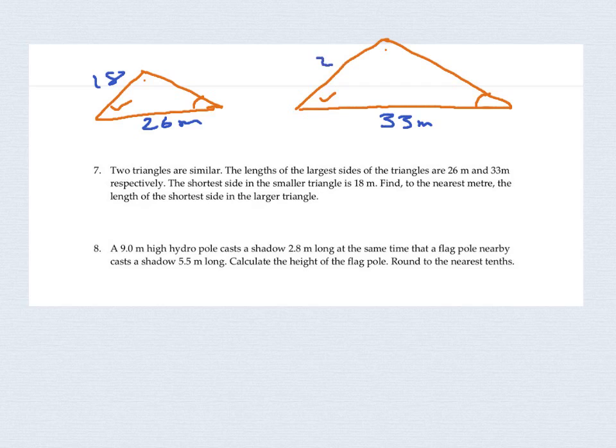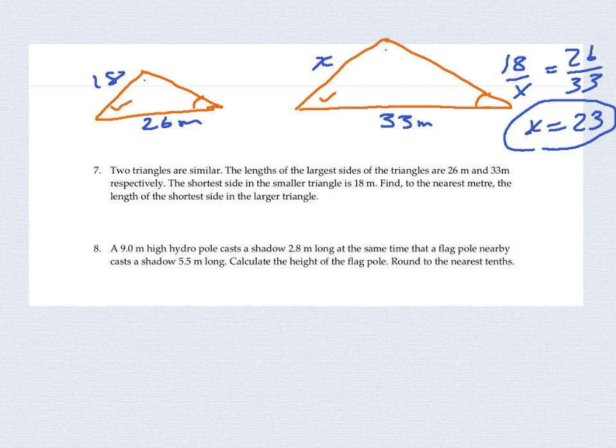So let's call this side X. To solve for X, you have to set them up so that they are corresponding. You would do 18 over X equals 26 over 33. To solve this, you cross multiply 18 by 33 and then divide by 26. X is going to be bigger than 18, obviously, but not a whole lot bigger. Do the math and you get 22.846. Rounded to the nearest meter, the answer is 23. That question required a little bit of thinking, but it wasn't particularly bad.